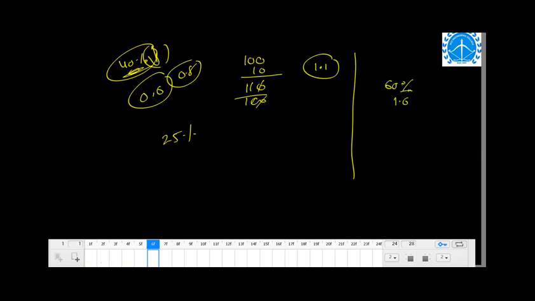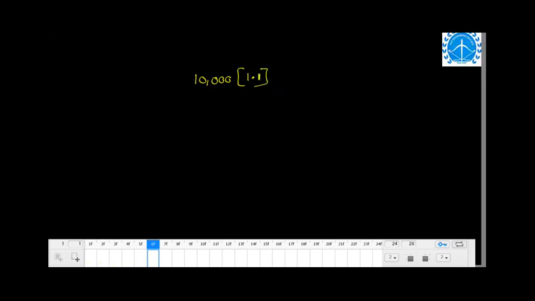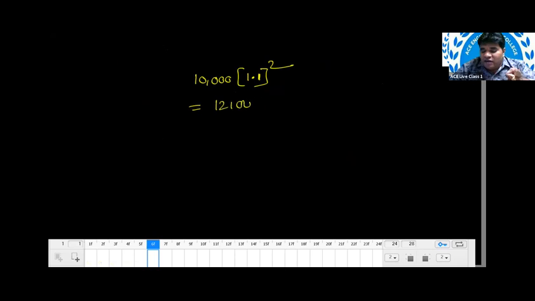1.6, sir. Okay, this is the direct step. Now tell me, the present population is 10,000. What is the increase given? 10%. 10% means what is the value? 1.1 whole square. Use the calculator. This is the direct step in the examination, the GATE examination. Okay, now come to our points.